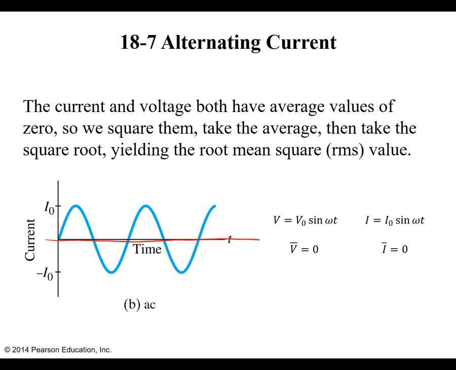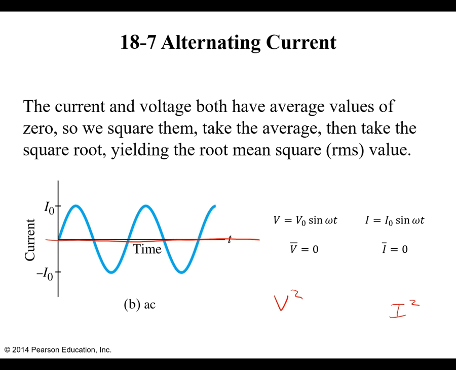So what we need to do is first of all get rid of the sine, then take the average, and then fix whatever we did. So we're going to take our voltage at any point in time, and then we're going to square it. And we can do the same thing with our current.